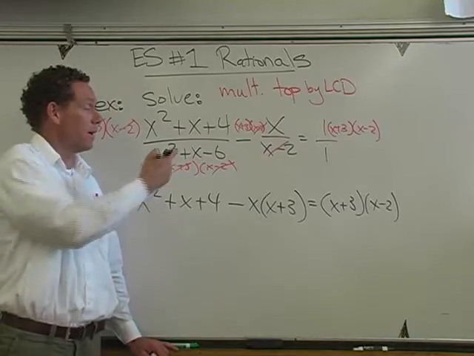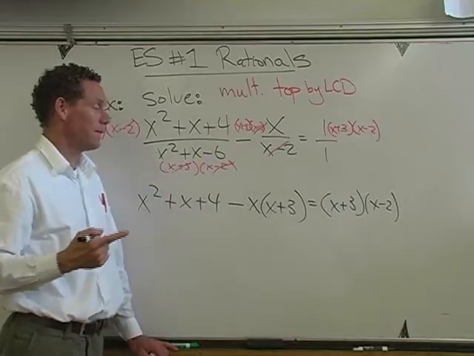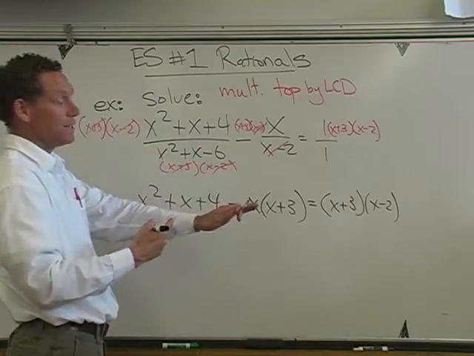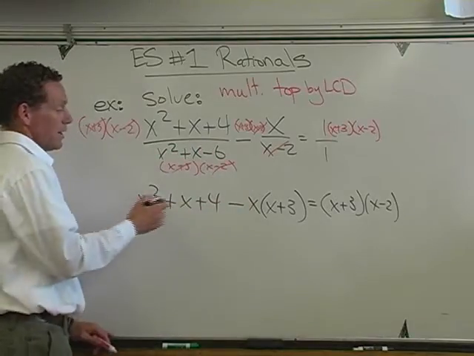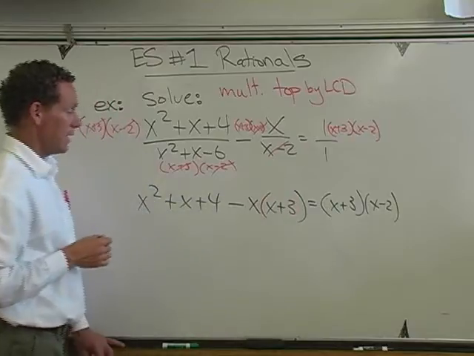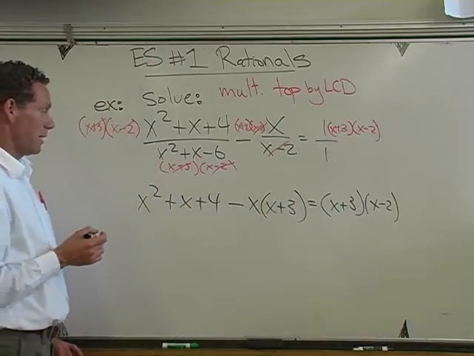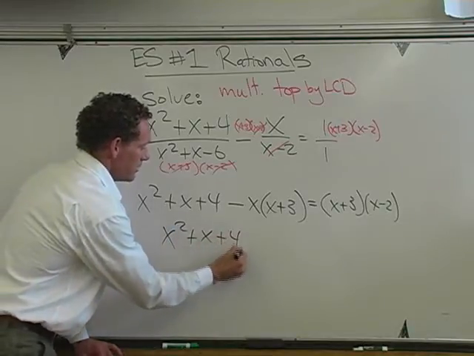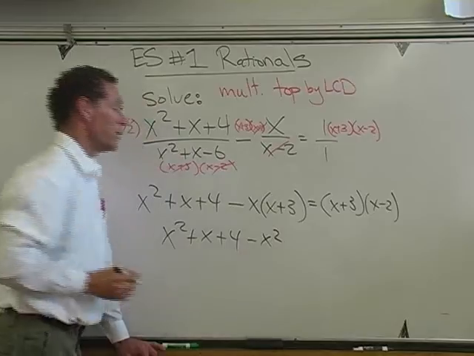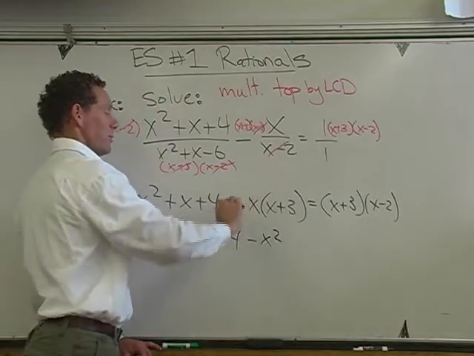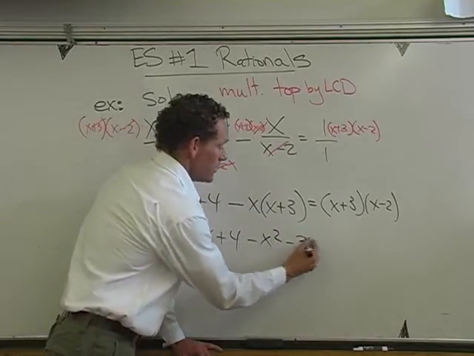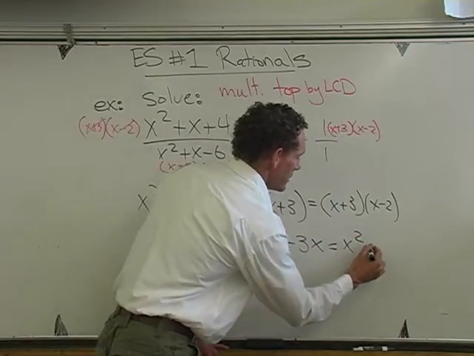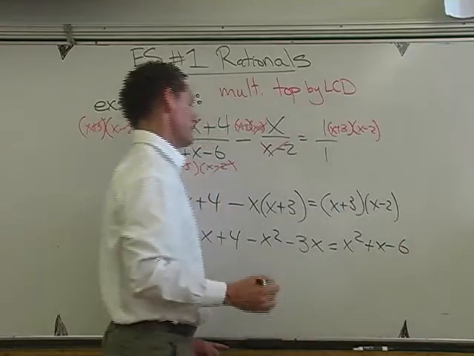The thing that made the equation difficult to solve is there are these variables in the denominators. By taking Lizzie's advice, multiplying both sides by the LCD, we now have no more denominators, and we're going to distribute and end up with possibly a quadratic. We shall see. So x squared plus x plus 4 minus x squared. Real common mistake here, people forget to distribute this subtraction sign. So minus 3x equals x squared plus x minus 6.